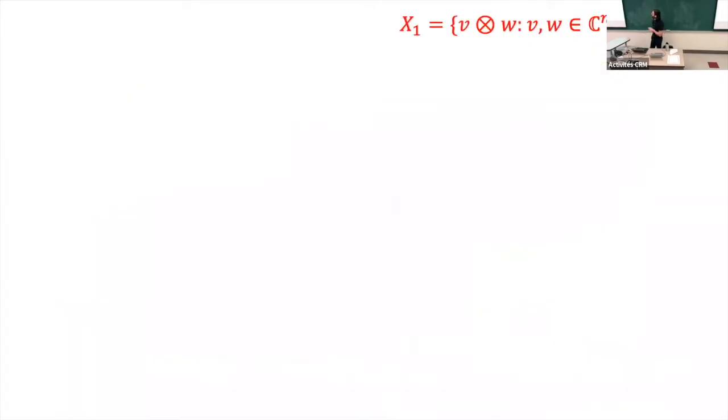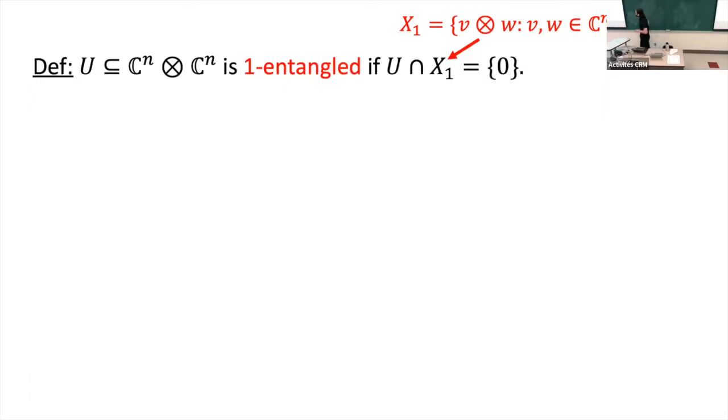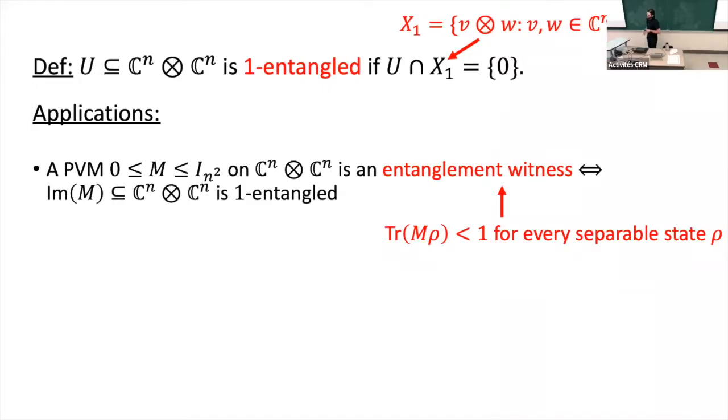Yeah. So let's look at this example of the set of rank 1 elements of Cn tensor Cn. That'll be X. And in quantum, we call a subspace of Cn tensor Cn entangled if its intersection with the rank 1s is just the 0 vector, and every non-zero element is entangled.